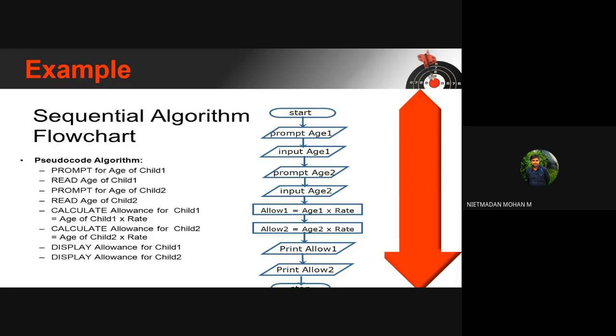What is the rate? Yes, the rate is missing there, and we want to reset the pseudocode, or we want to initialize the rate as 10. Allow 1 is 10, sir, and allow 2 is 20. Yes, so that will be the output.